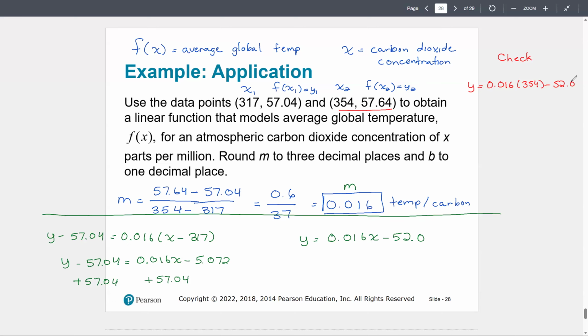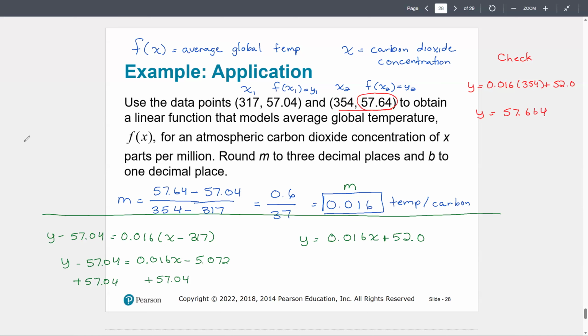So we get 0.016 times 354. Little typo here. This should be a plus. That should be positive. Plus 52. We get something that's close. Y is going to be 57.664, which is really, really close to what we got here.